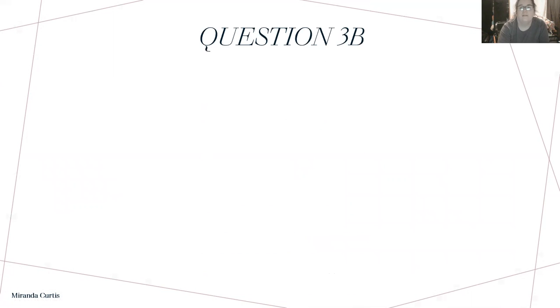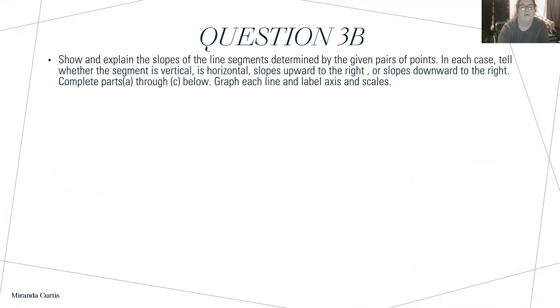Okay. And then here is 3b. Again, we're going to show and explain the slope of the line segment determined by the given pairs of points in each case, then whether the segment is vertical, is horizontal, sloped upwards to the right, or sloped downwards to the right. Okay. Now, our points are R is (5, 8), and S is (5, -8).